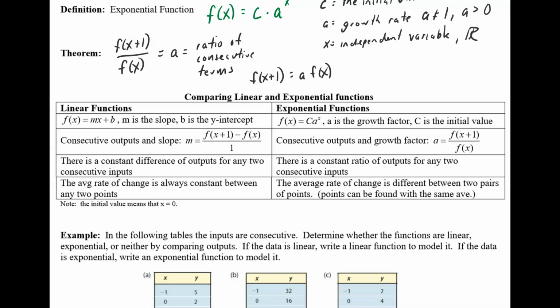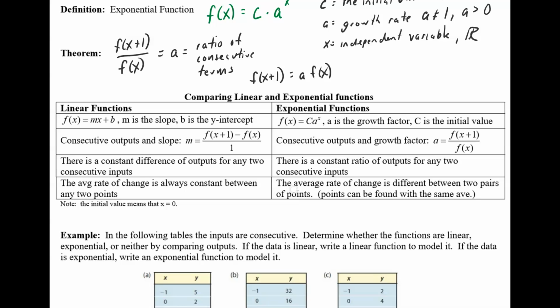All right, and we have the consecutive outputs to get the growth factor as a quotient for exponentials. So they're subtracted for linear functions, they're divided for exponential functions. Another way of saying that, there's a constant difference in outputs for any two consecutive inputs if it's linear, while there's a constant ratio of outputs for any two consecutive inputs if it's exponential. And we can say that the average rate of change is also constant. It is the same thing as the slope for a linear function, but that's not true for an exponential function.